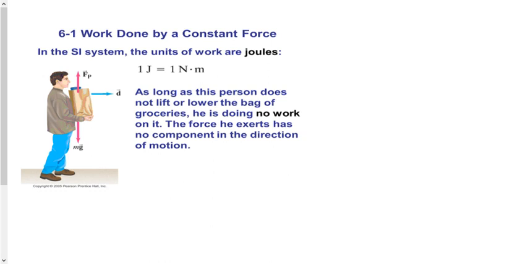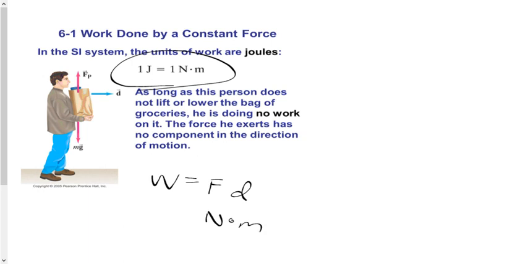What are the units for work? Since it is force times distance, this is the way it's often written, or it can be delta x in either case. It is a newtons times meter measurement, which is the same thing as joules. Okay, 1 joule is the same thing as 1 newton times meter.